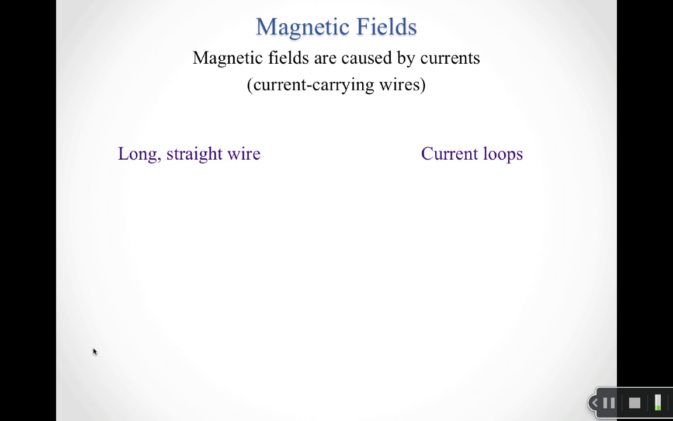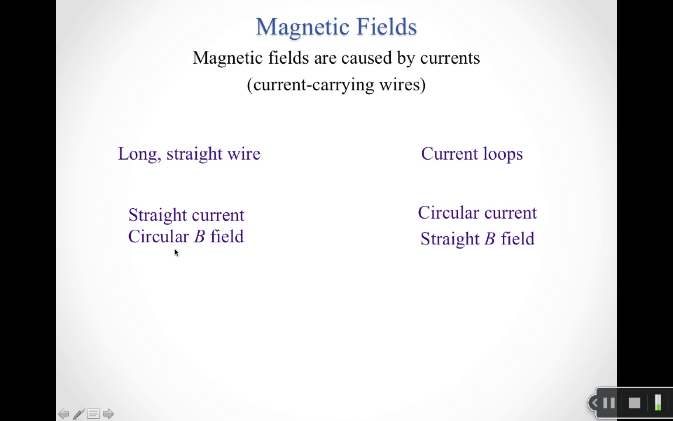A long straight wire is exactly what it sounds like. It's nice and long and straight. A current loop is exactly what it sounds like. It's just a circular loop that the current circles around. One of the things to emphasize, because again we're going to have a right-hand rule here, is that in the long straight wire, our current will be straight and the magnetic field circles around it. In our current loop, we're flipping that around. The current is circling, and that ends up having a straight magnetic field through the center of the loop.